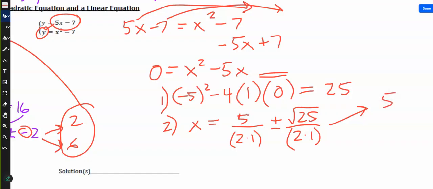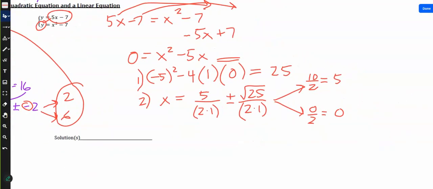Because you have 5 plus 5, which is 10 all over 2. I mean, I could have written it out like that, I guess. 10 over 2, which of course is 5. And then, of course, I get 5 minus 5. Oh, that's 0 over 2, which is 0.